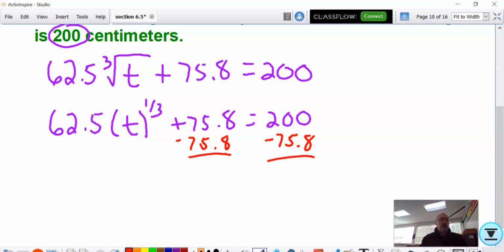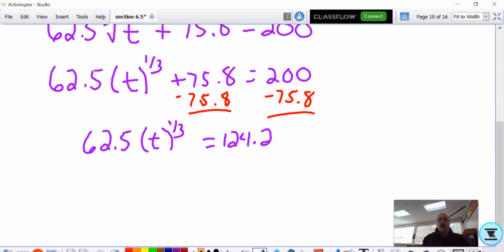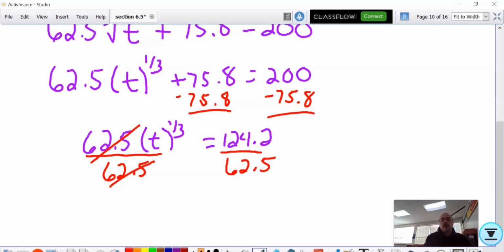200 minus 75.8, and it looks like we get 124.2. And we've got the 62.5 times t to the 1/3 power. Now we're going to divide by the 62.5. And yes, it's okay to have decimals, ladies and gentlemen. So now we've got t to the 1/3 power equals 124.2 divided by 62.5, which is 1.9872.